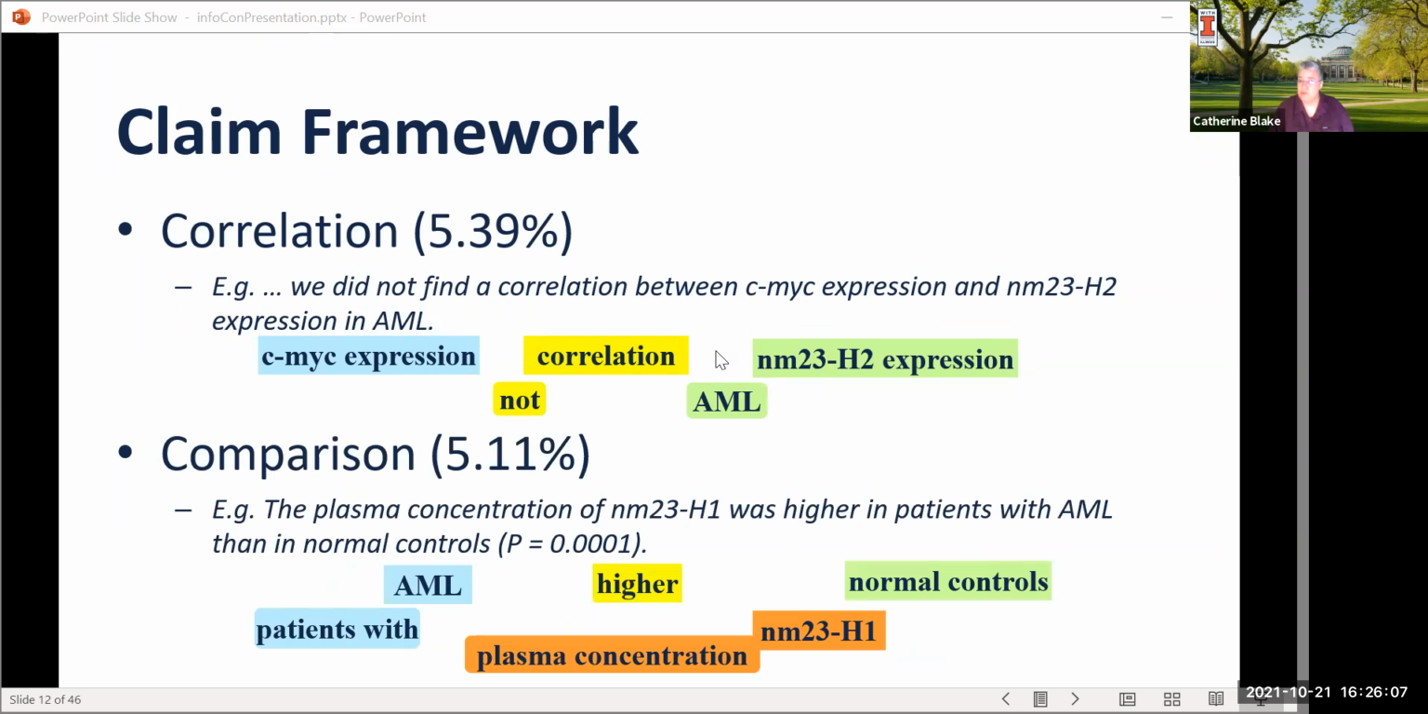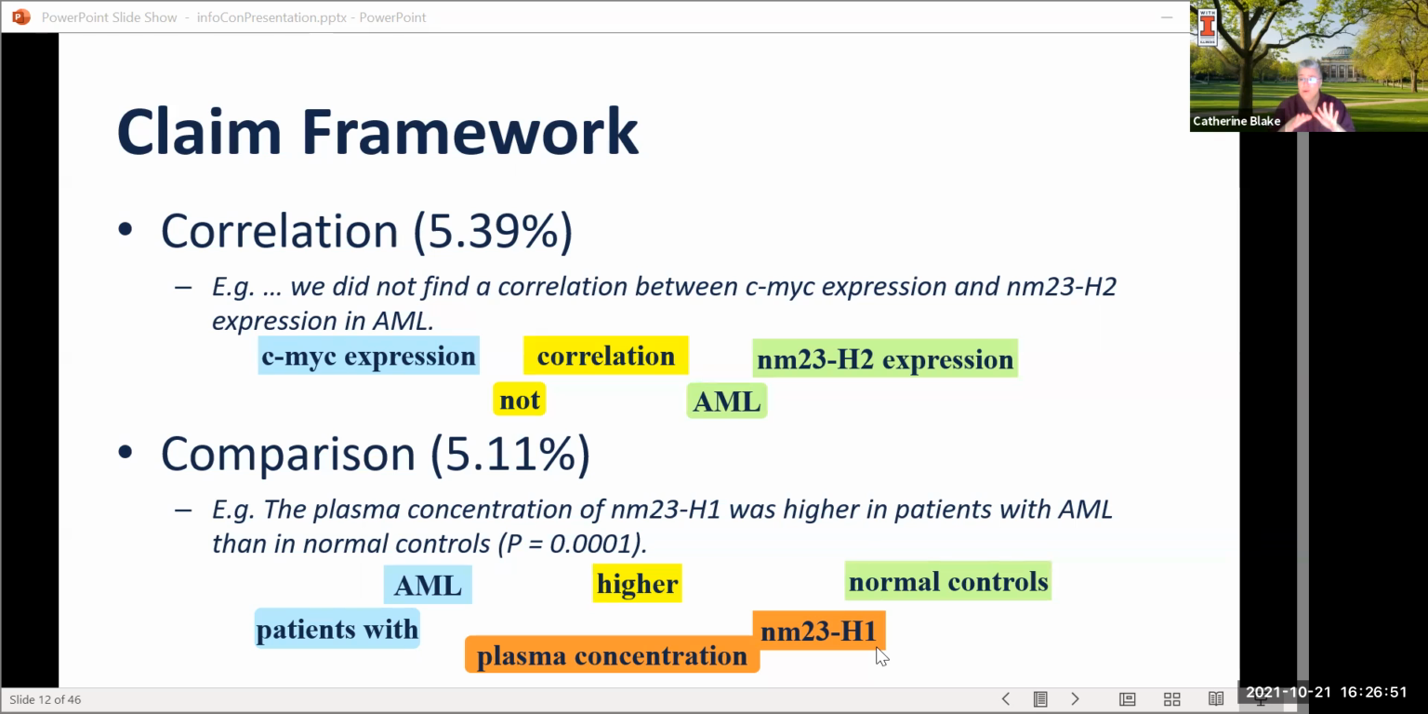And comparisons, which we're going to linger on a little bit today, I think are a really exciting kind of claim. Comparisons tell us at least 2 entities that were compared, and most importantly, they tell us how they were compared. So here we've got AML, which is a kind of leukemia, and they're comparing these folks with leukemia and these normal controls, and what they're finding is that the plasma concentration of NM23H1 was higher. So I know, well, I don't know, but I don't have training in breast cancer in medical literature.